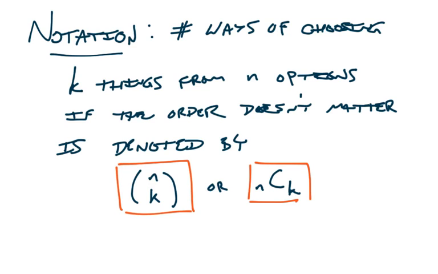Alright, so this is, I think, by far the most common way that this is written, this n over k looking notation. Now, just a word of caution, this does not mean n divided by k or anything like that. This is purely notation, right? So this is just a symbol that means this is the number of ways of choosing k things from n options if the order in which they're chosen doesn't matter, okay?